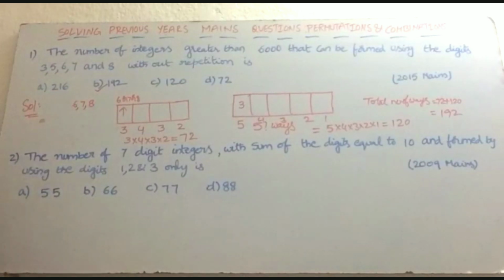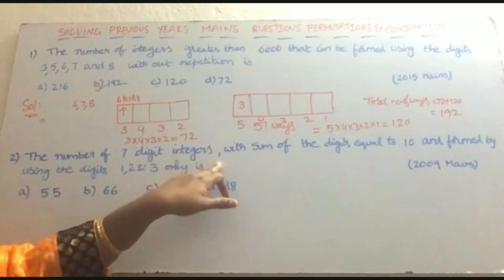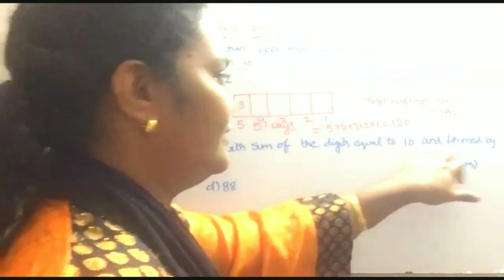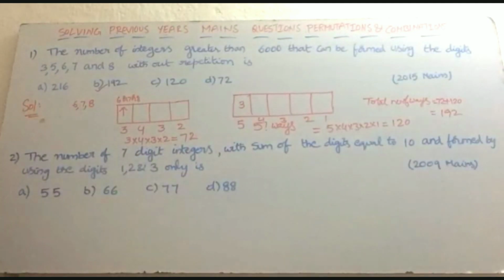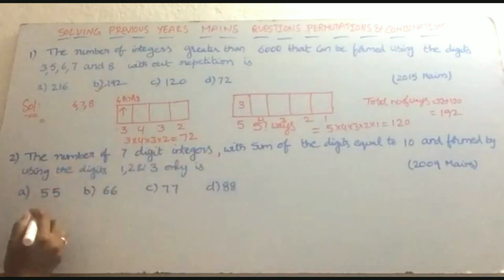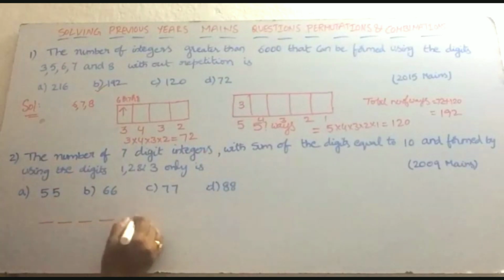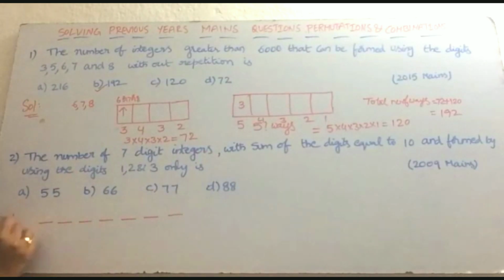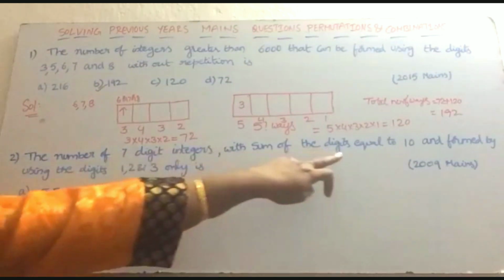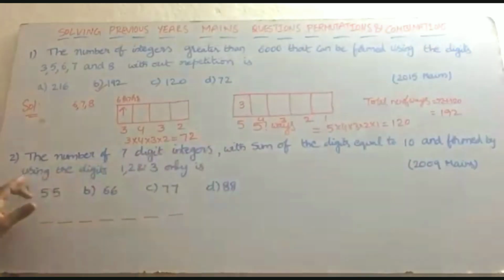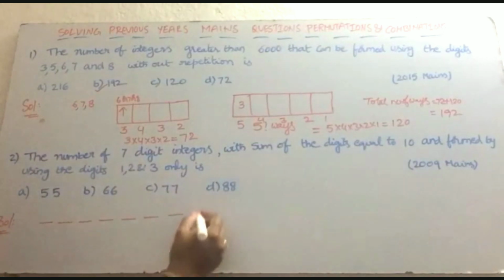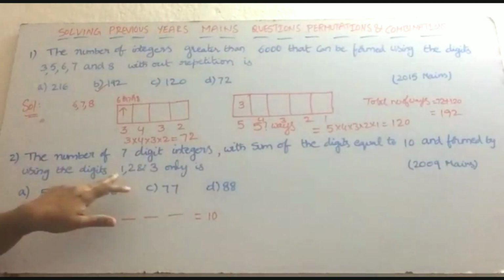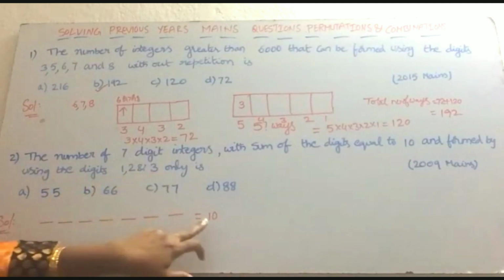Next problem: the number of 7-digit integers with the sum of the digits equal to 10, formed using the digits 1, 2 and 3 only. They are asking for 7-digit integers, that means 7 places, where the sum of the digits is equal to 10, using only the digits 1, 2, 3.